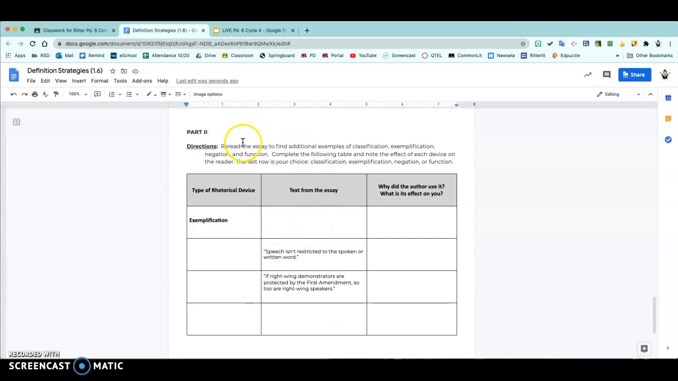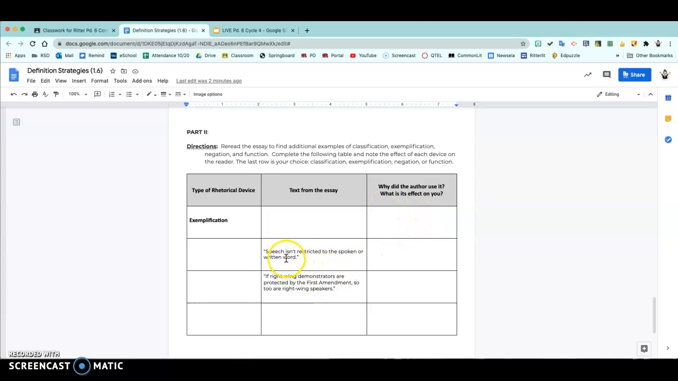Okay, so down here, you're going to find your own example from the article of exemplification. So you're just going to cut and paste a quote here from the article that shows exemplification. And then over here, you'll tell me why you think the author chose to use that. What does it do for you as the reader?